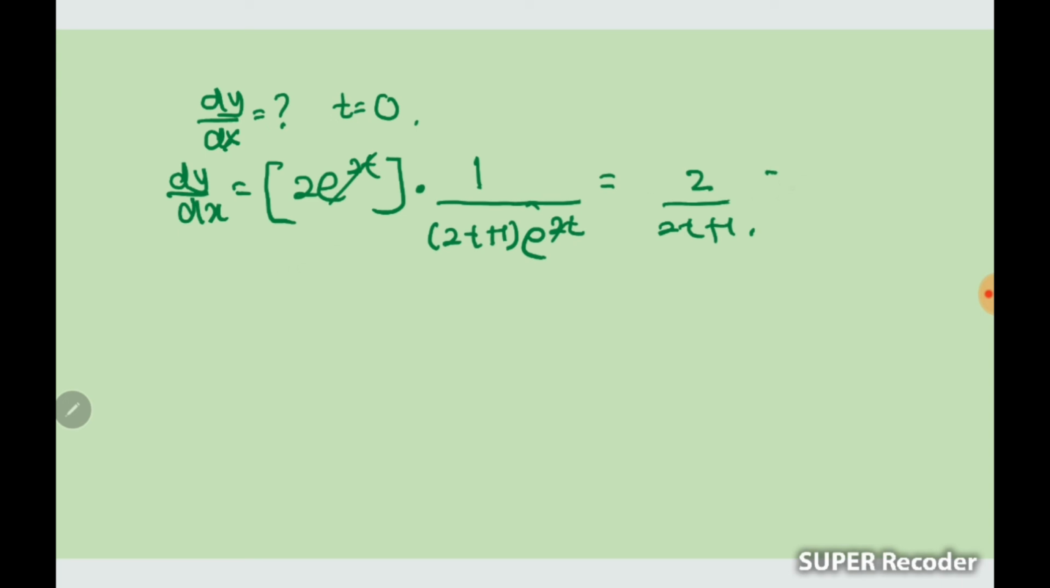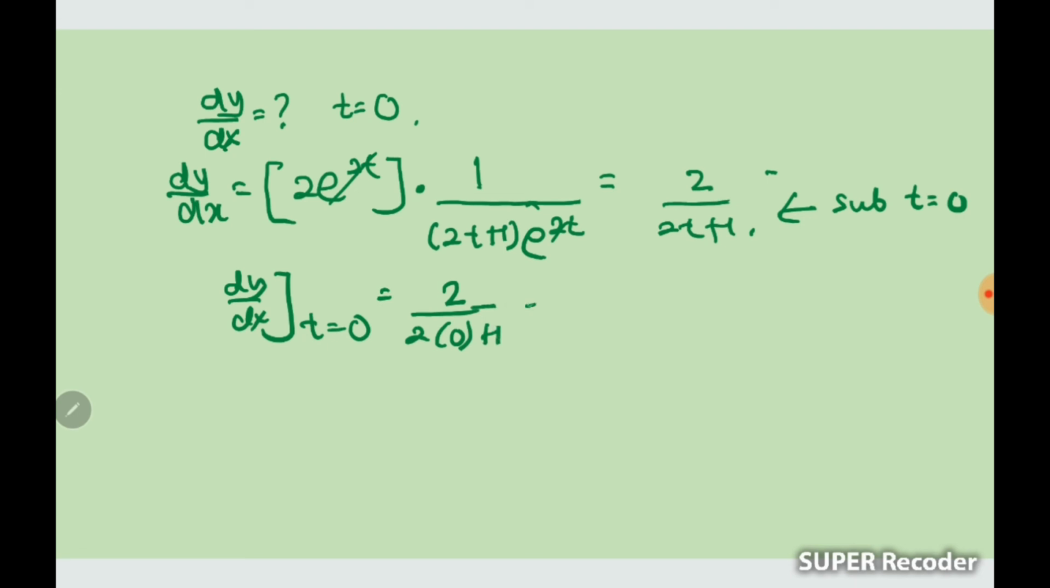Then you need to substitute t equals 0 here. So dy/dx when t equals 0 equals 2 over 2 times 0 plus 1. The answer is 2 over 0 plus 1, and the answer is 2. This is the value of dy/dx. When t equals 0, you substitute t equals 0 into dy/dx.